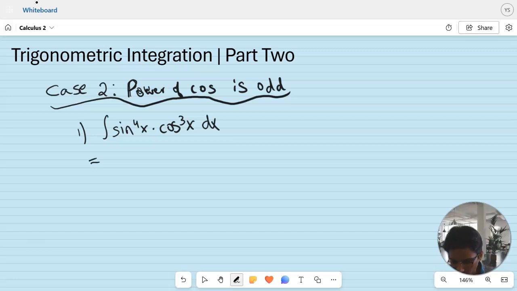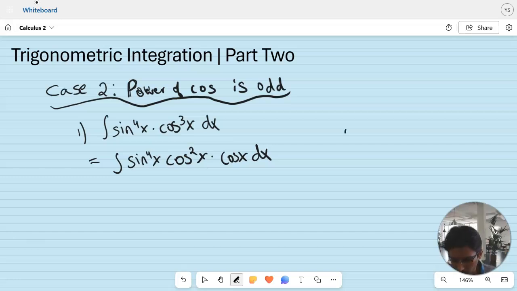What we're going to do is split the cosine function here. Why? Because that is the one that was odd, not the sine function. If we do split it, we get cosine squared of x times cosine of x dx. Now we're going to do the same thing we did with the sine problem in the last video. Again, if you did not watch the last video, please do watch it because that also goes into important stuff about trig integration of sine. What happens when the power of sine is odd?